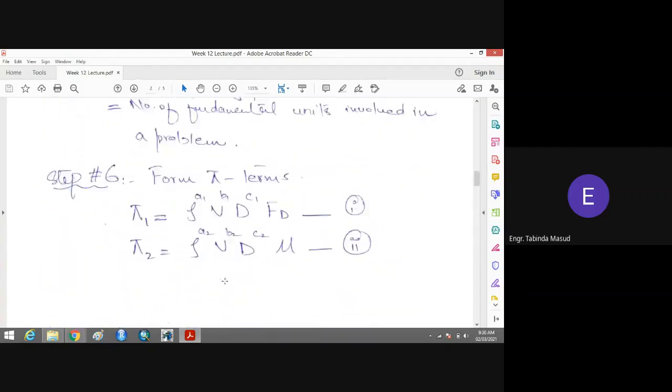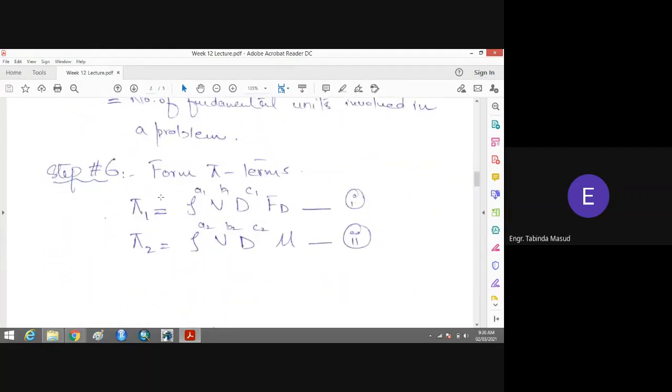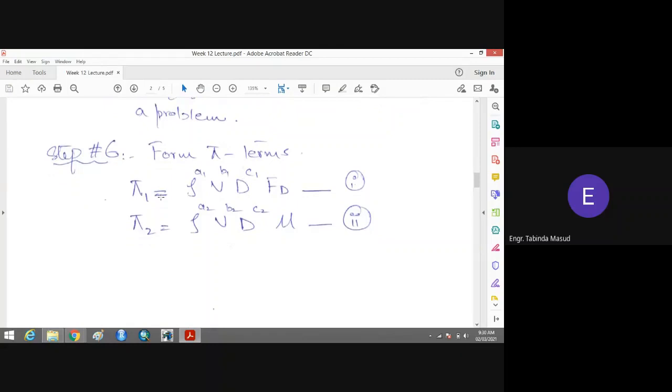Now in step number 6, we will form the pi groups and we will define the repeating parameters as well. You can see here that we have 2 pi terms, pi 1 and pi 2, or you can say that we have 2 groups, pi 1 and pi 2. And we have only 5 parameters. We have to place these 5 parameters in both the groups. How will we divide parameters in both these groups? Remember that the dependent parameter, in this case drag force, should be placed in group number 1, in the first pi group.